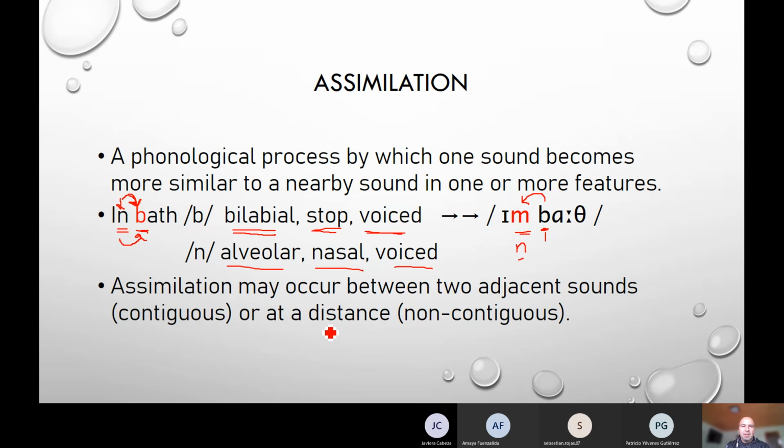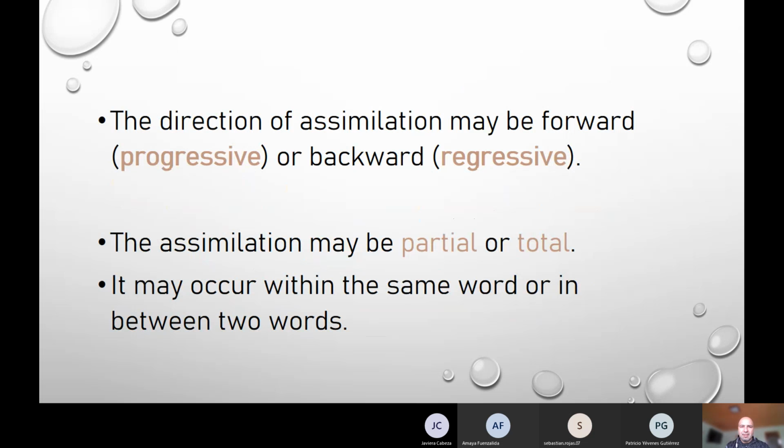Assimilation, as Patricia read, can be between two adjacent sounds. I mean, they can be close to each other, next to each other, or they can be separated, non-contiguous. We're going to pay attention to one example in the next slide. Sorry, the example is in the following slide.